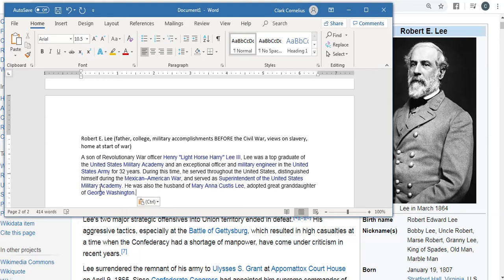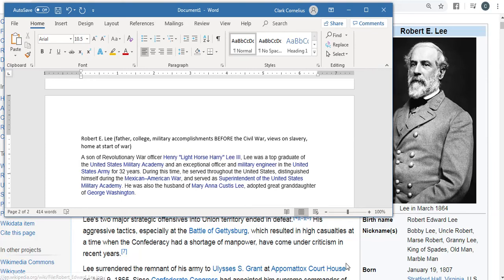He was the superintendent of West Point, and he was the husband of Mary Anna Custis Lee, who was the adopted great-granddaughter of George Washington. That's pretty impressive. I'll just leave it at that. I think that's enough accomplishments, military and otherwise.